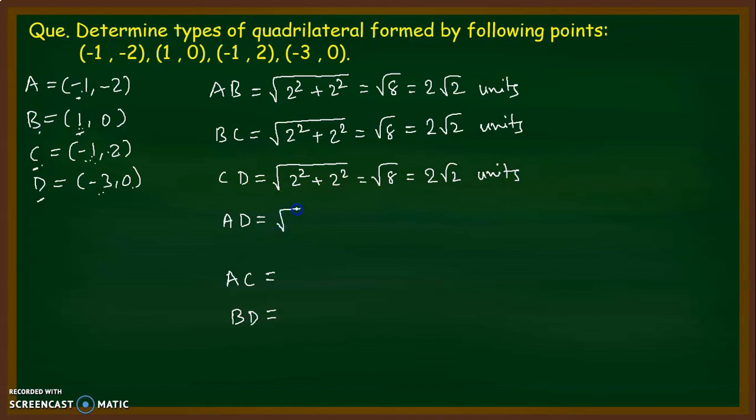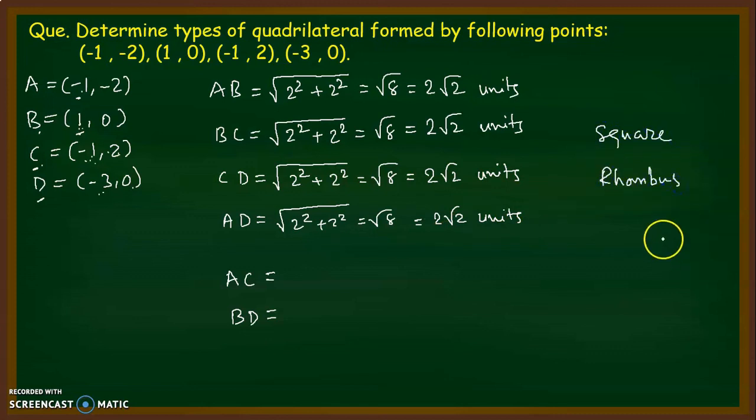And same way, if you find out the distance between A and D, that is also equal to under root 8. So all four sides of the quadrilateral are equal. So it may be either a square or a rhombus. If the diagonals are equal, then it will form a square, and if the diagonals are not equal, then it will form a rhombus. So let's check the length of the diagonals.